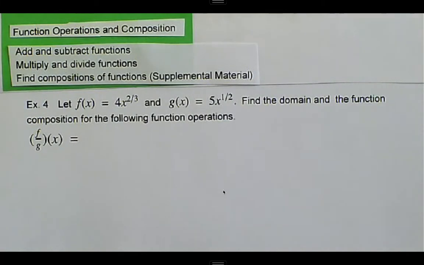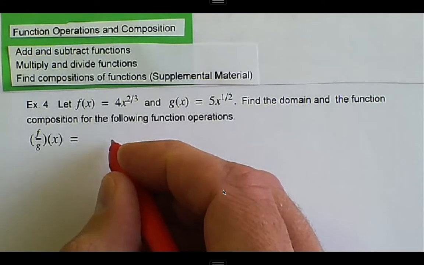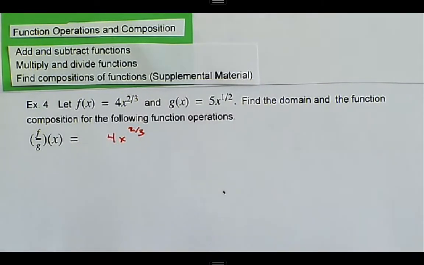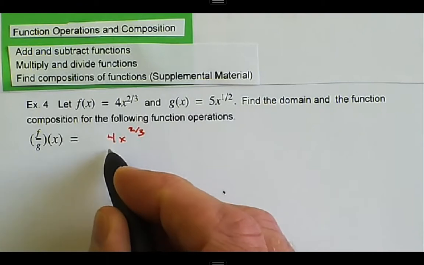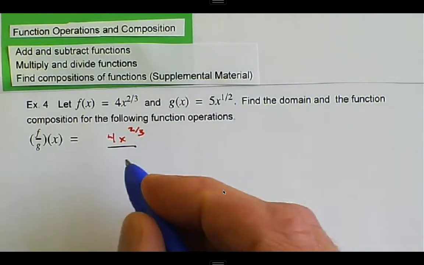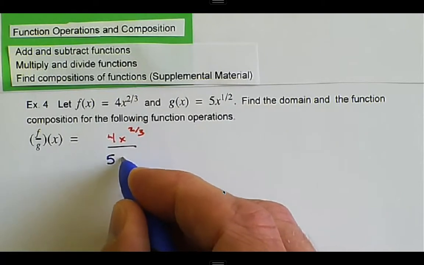We are talking about function operations, and here we have f divided by g of x. So we have the function f, in this case, is 4x to the 2/3, and we're going to divide that by g of x, which in this case is 5x to the 1/2.